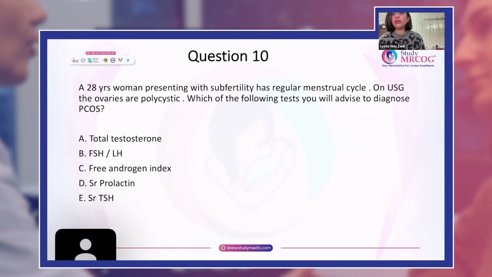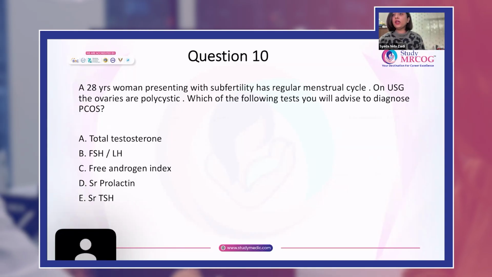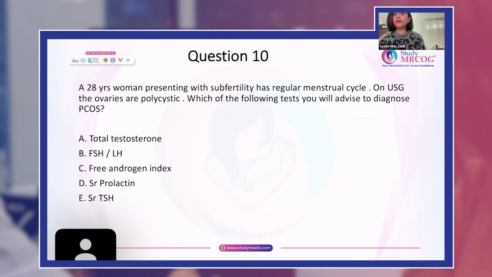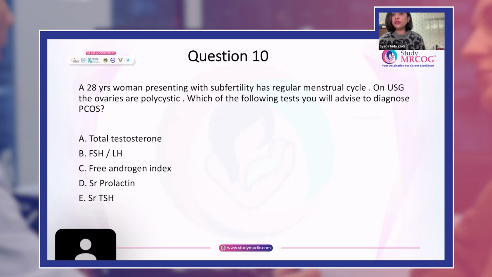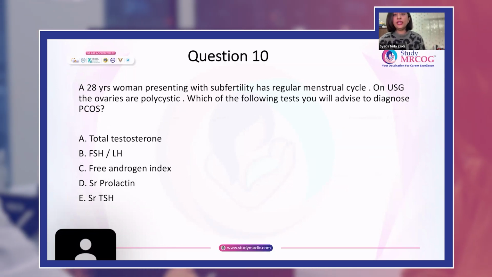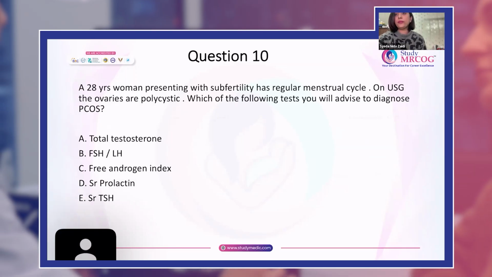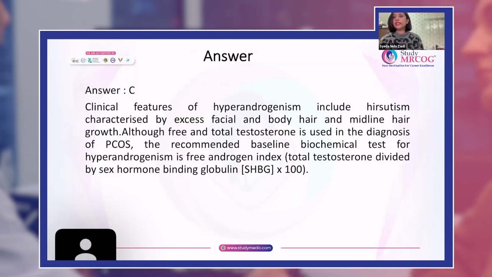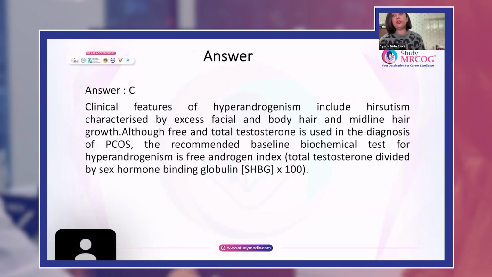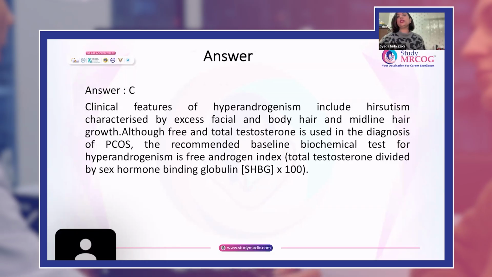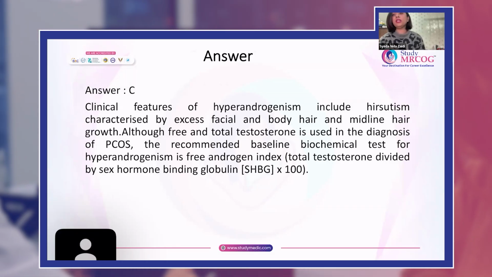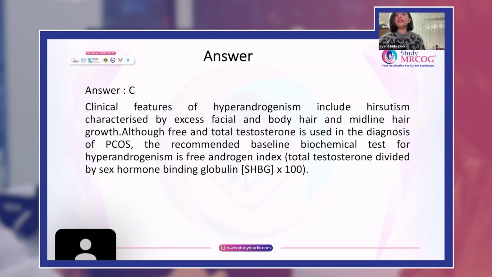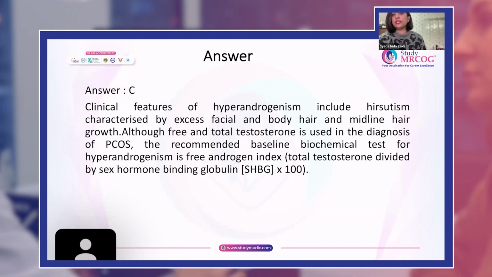All right, question number 10. A 28-year-old woman presenting with subfertility has a regular menstrual cycle. On ultrasound, the ovaries are polycystic. Which of the following tests would you advise to diagnose polycystic ovarian syndrome? Is it total testosterone, FSH over LH ratio, free androgen index, serum prolactin, or serum TSH? The answer will be C. In this case, the free androgen index, which is basically total testosterone divided by sex hormone binding globulin multiplied by 100. Only this question, what is the definition of free androgen index, can come in the exam, and they can ask you any of the above, numerator or denominator. And in this case, it is the one thing that is used to make a diagnosis of PCOS.